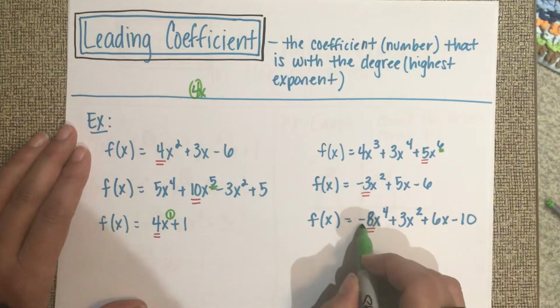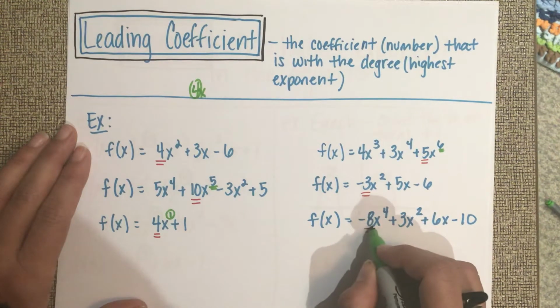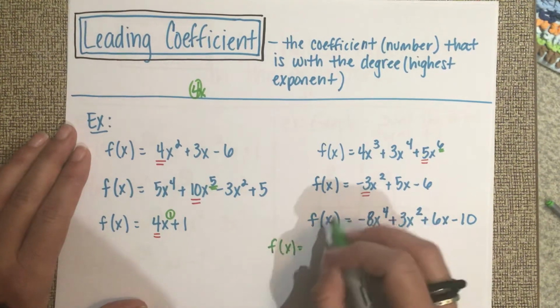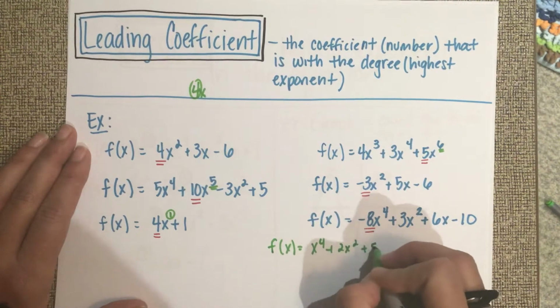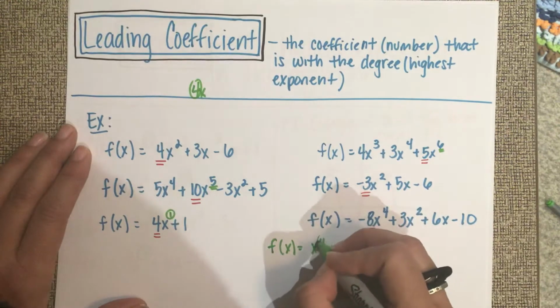And then down here, my leading coefficient is going to be -8 because 4 is my biggest exponent. So that's the degree, and the leading coefficient is whatever number is there. Now, if we had f of x equals x to the 4th minus 2x squared plus 5, 4 is our highest exponent, so that's our degree.